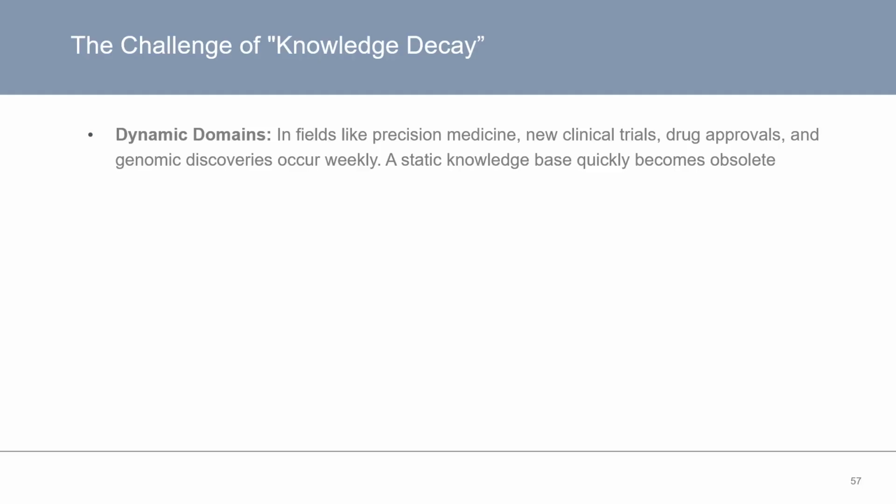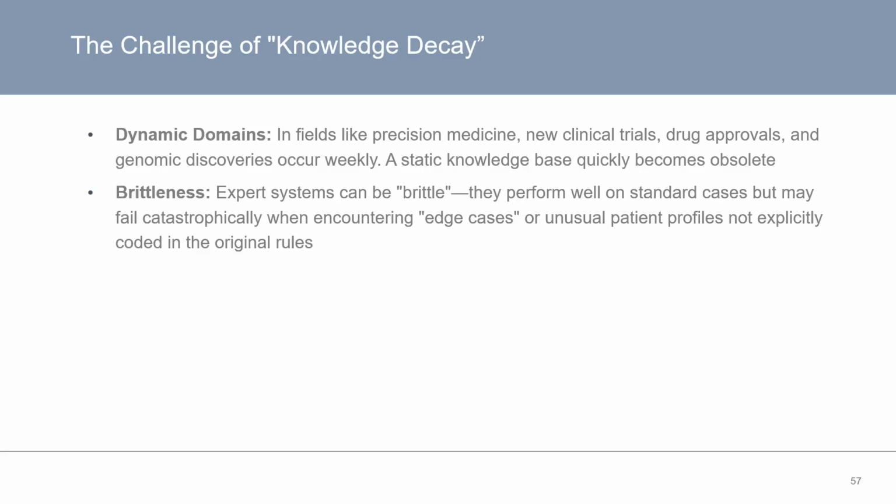Another thing to be cautious about is the possibility of knowledge decay. This is particularly important in dynamic domains. For example, in fields like precision medicine, where new clinical trials, drug approvals, and genomic discoveries can occur weekly, and as such, a static knowledge base can quickly become obsolete. Expert systems could also be considered to be brittle. In other words, they perform well on standard cases, but may fail catastrophically when encountering edge cases or unusual patient profiles that have not explicitly been coded into the original rules.